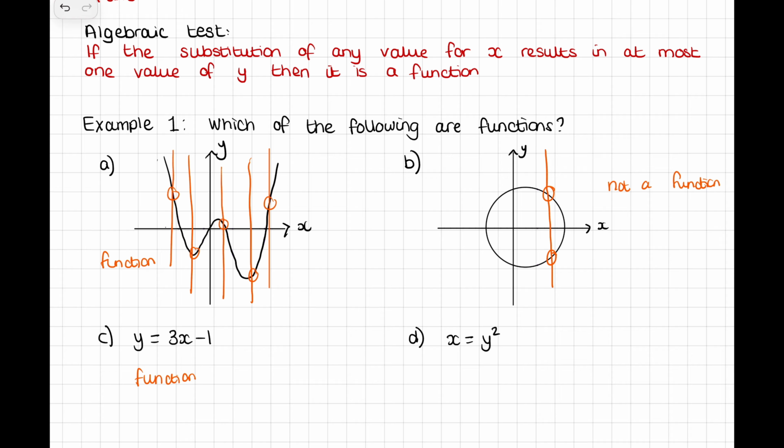In D, we have x equals y squared. Now with this one, if I put in a value of x, is it possible to get two possible solutions? And the answer is yes. For example, if x was 4, that could equal 2 squared for y. But x being 4 also could have y as being negative 2 squared. Which means if x is 4, y actually has two possible answers.